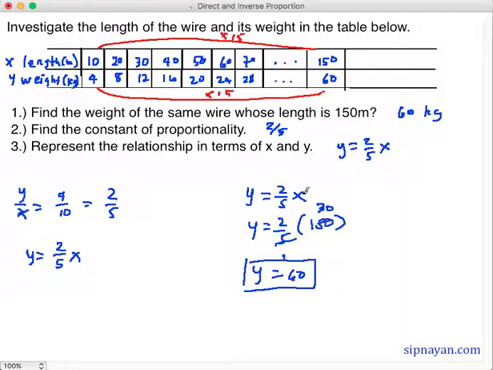Sa geometry, sa similarity, and other geometric applications, may mga implications din tong mga ganito. So, pag-aaralan natin yan sa susunod na mga videos natin. And tingnan natin kung ano ba yung gamit ng constant of proportionality sa konsepto kagaya ng similarity of triangles.